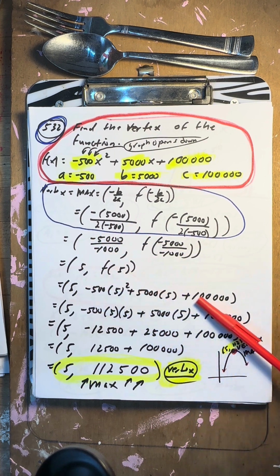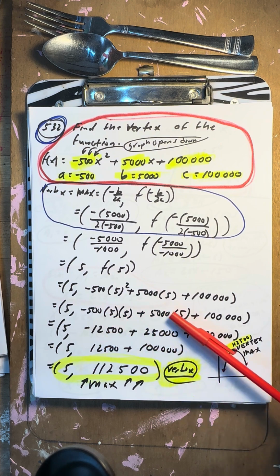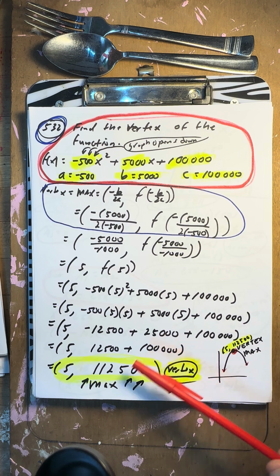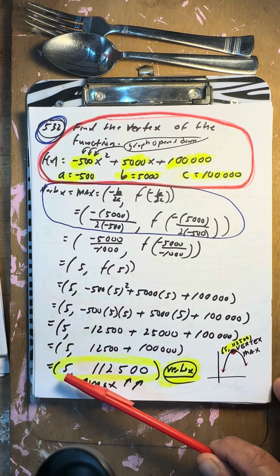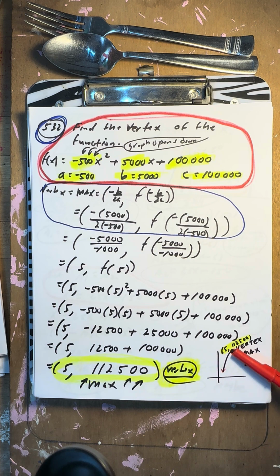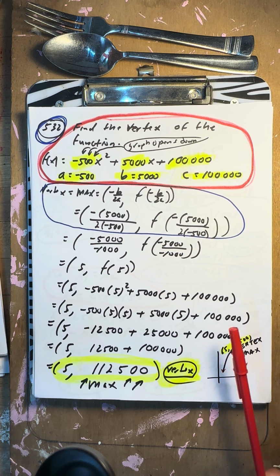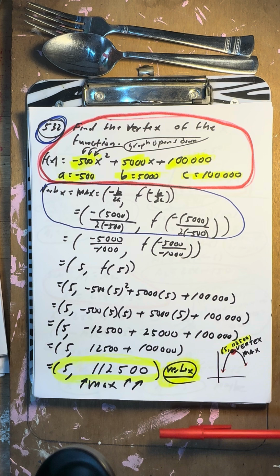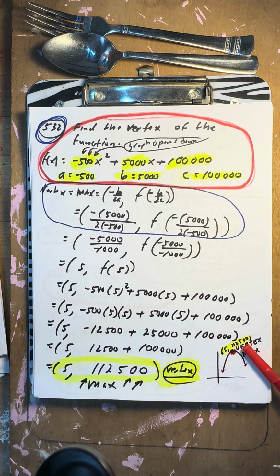f of 5 means put it in there for the x. 5 times 5 is this. 5 times that is that. So all this together is this plus 100,000. So at 5, you're going to get 112,500. So it's a vertex. At 5, you get 112,500 right there, the vertex. And again, domain and the range. Domain is all real numbers. Range is what? All real numbers less than or equal to this number here, 112,500. This way. And there's the vertex right there: 5 and 112,500.